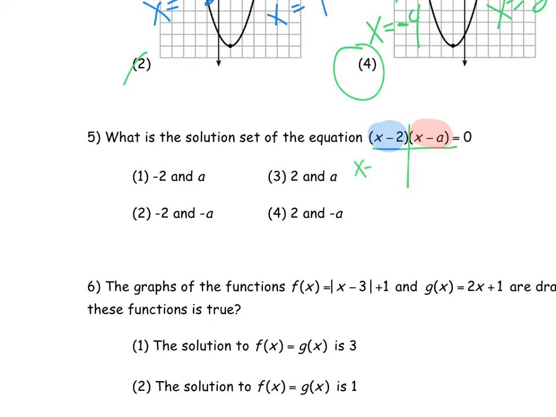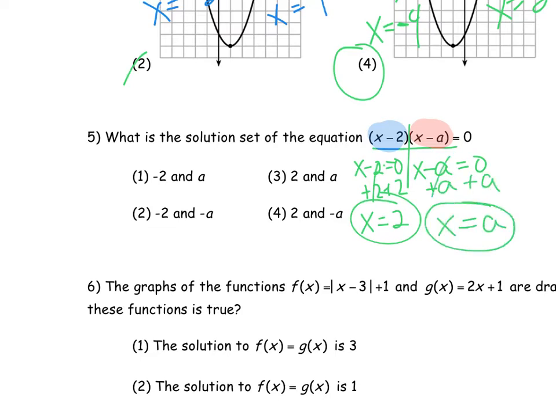So we have x minus 2 equals 0, and I have x minus a equals 0. You've got to solve for x. So when I add 2 to both sides, I have x equals 2. When I solve for a, I'll get x equals a. So my 2 roots, where this thing is going to cross the x-axis, is at 2 and a.